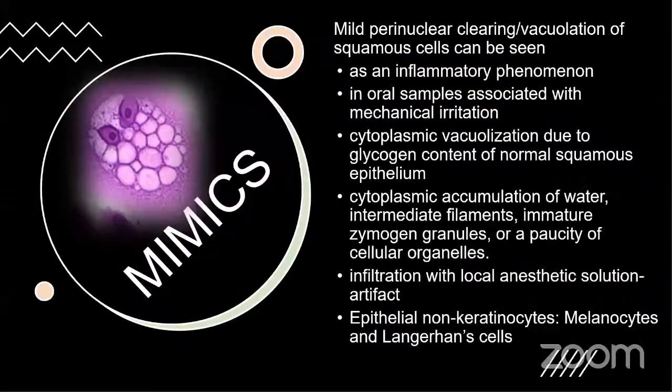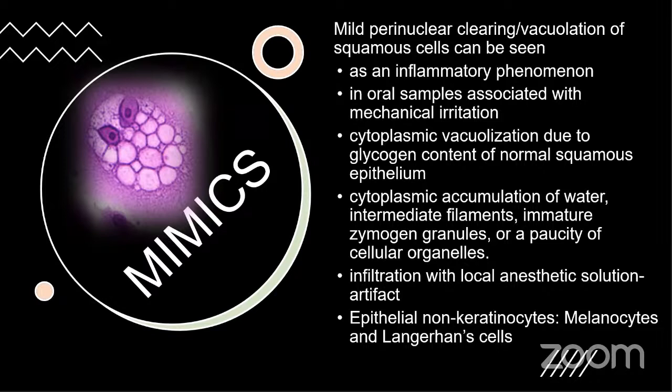So next, when you look at these cells, which are large cells with a perinuclear halo, raisinoid nucleus, we know that there are a lot of cells which can appear this way in the oral tissues. It's quite difficult sometimes to differentiate what is an oral epithelial normal resident non-keratinocyte, which has a clear appearance, or which could be even an inflammatory phenomenon.